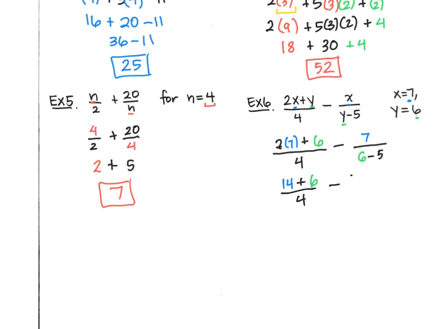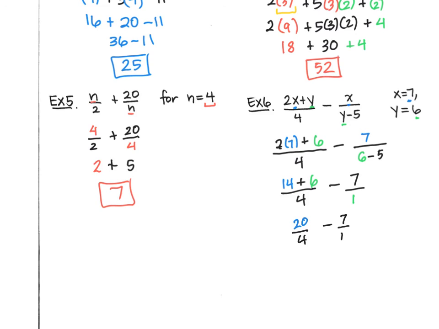Minus, I still have the 7 at the top. Okay, on the bottom, I have 6 minus 5. What is 6 minus 5? That's 1. Okay, that's not bad. Okay, I'm going to keep going because the numerator of the first fraction, I can keep going on that. What is 14 plus 6? 14 plus 6 is 20. Okay, I'm going to go ahead and keep the rest the same. Minus.